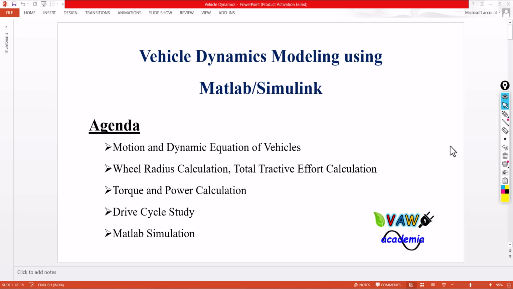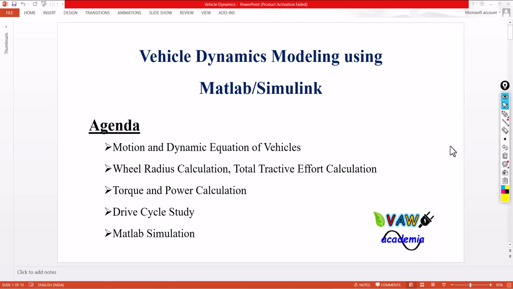In this video, we are going to discuss vehicle dynamics modeling using Matlab with drive cycle source. The agenda of this video is to learn about motion and dynamic equation of vehicles, how to calculate the wheel radius, total tractive effort required to drive the vehicle, torque and power required to drive the vehicle with the help of drive cycle source in Matlab.